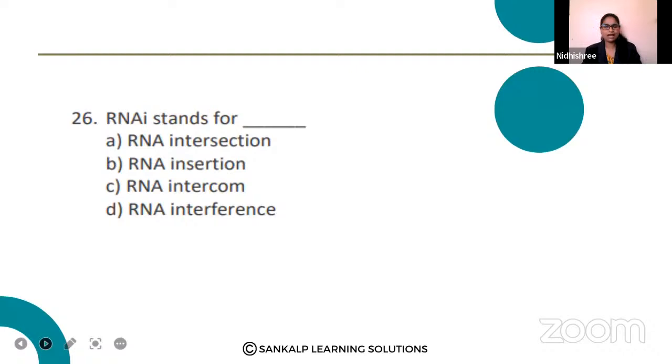RNAi stands for RNA intersection, RNA insertion, RNA intercom, RNA interference. Option D, ma'am. Soumyayan, Padmayan, Saundarya, Kanchana Raj voted for option D. What about the chat answers? Lakshmi, Deepti M, Parvati. Yes. Veeresh. What about others? Samarth? Fine. Let us check the answer.